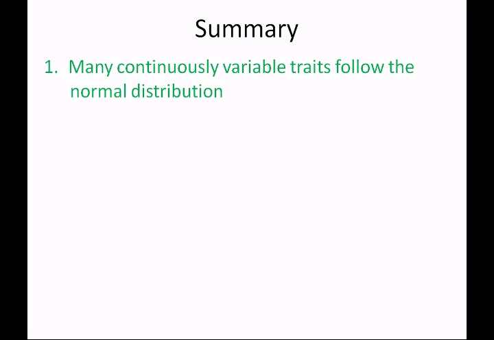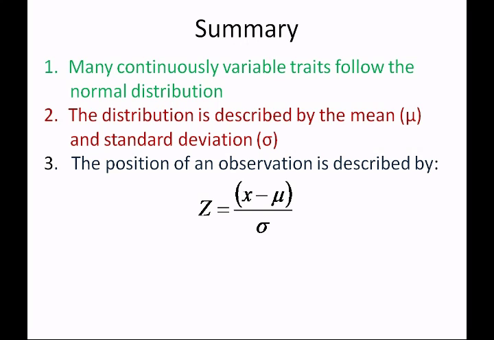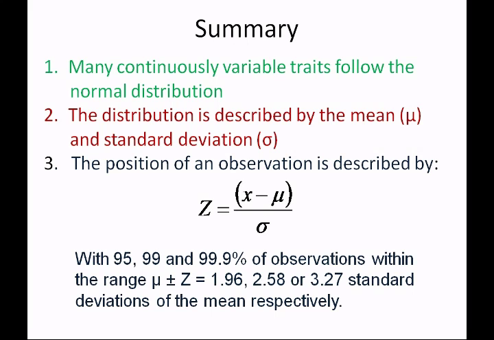So to summarize, many continuously variable traits follow the normal distribution. The distribution is described by the mean, mu, and the standard deviation, sigma. And the position of an observation is described by the formula z equals x, the value of the individual observation, minus mu, the value of the mean, divided by sigma, the value of the standard deviation. With 95, 99 and 99.9% of observations within the range mu plus or minus 1.96, 2.58 or 3.27 standard deviations of the mean respectively.